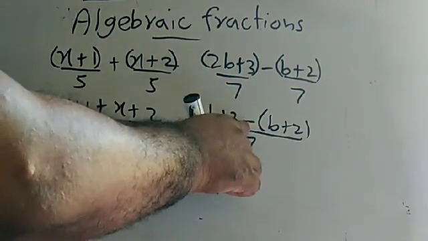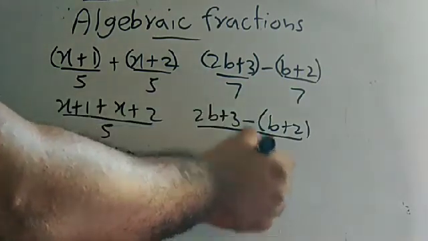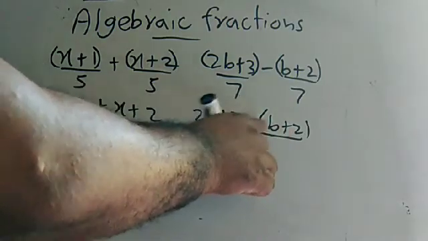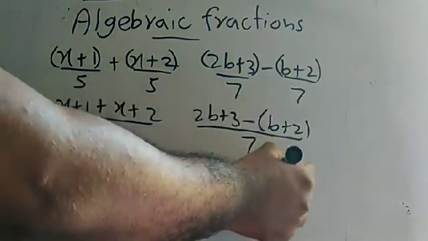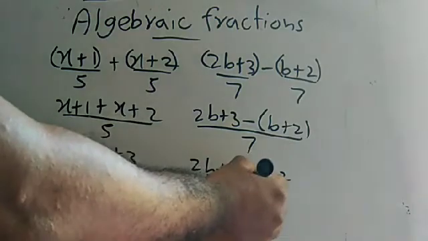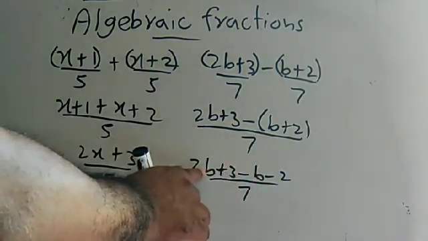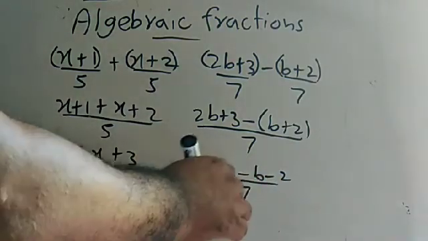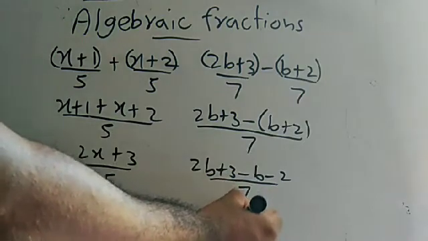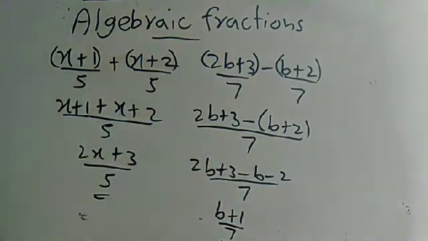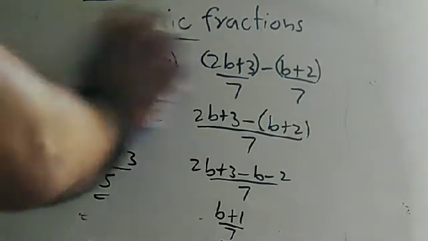Now remove brackets: minus times plus is minus b, minus times plus is minus 2, upon 7. Now these are like terms: 2b minus b is b, 3 minus 2 is 1. So (b + 1)/7 is the final answer when subtraction is there. Understand? Right. Let's write another example.